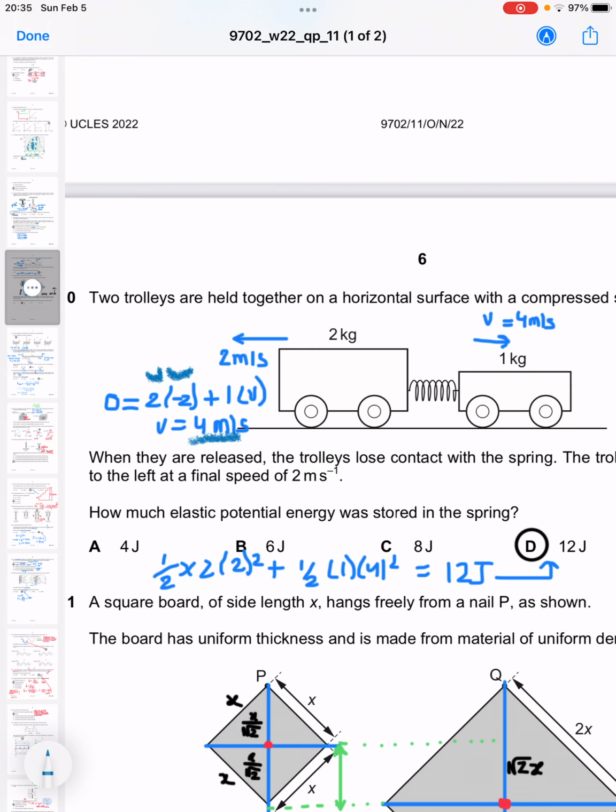So just apply half mv square plus half mv square. We have the velocities, we have the masses. So that would make up 12 joules. So D is the appropriate answer.